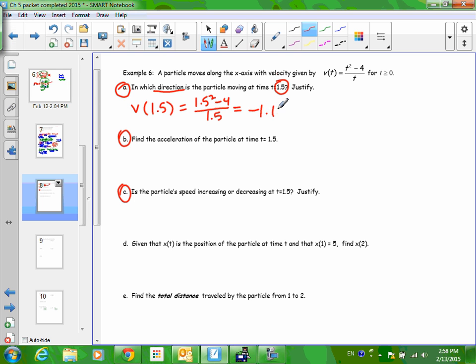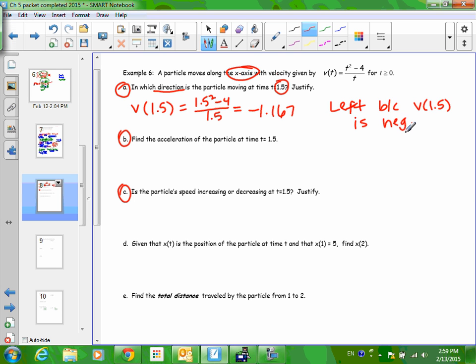Negative 1.167, rounded to 3 decimal places. That's great, but we still haven't actually answered the question. Which direction along the x-axis? My answer should be right or left. Left. And my justification should be because v of 1.5 is negative.